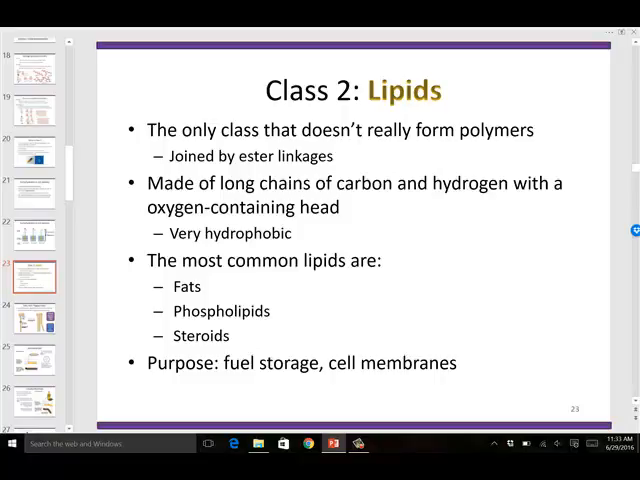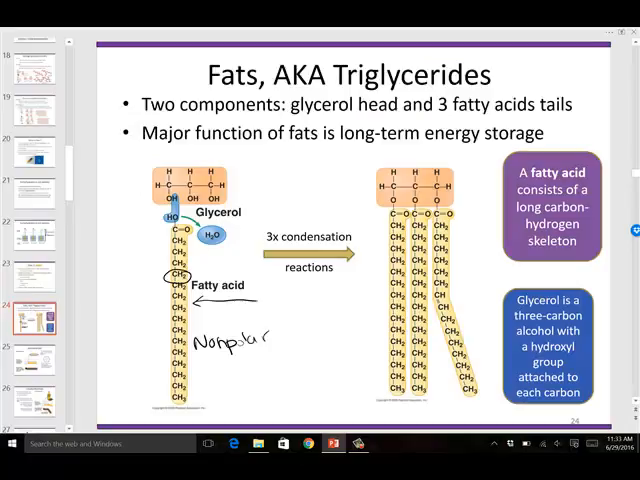So let's take a look at our first type of lipid, fats. So fats are also known as triglycerides. And the reason why they're called triglycerides is because they have three of these things called fatty acid tails. And one of this thing called a glycerol head. So three, glyceride, or for glycerol head. When we look at the structure of the glycerol head, it's three carbons, so 1, 2, and 3, okay? Three carbons attached to hydroxyl groups, OH groups.